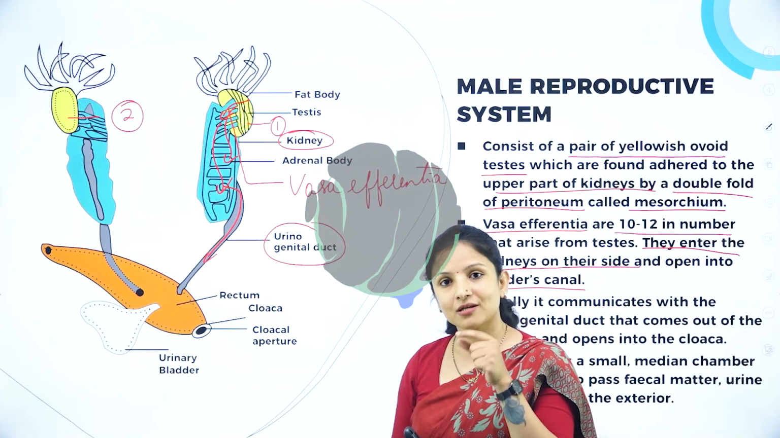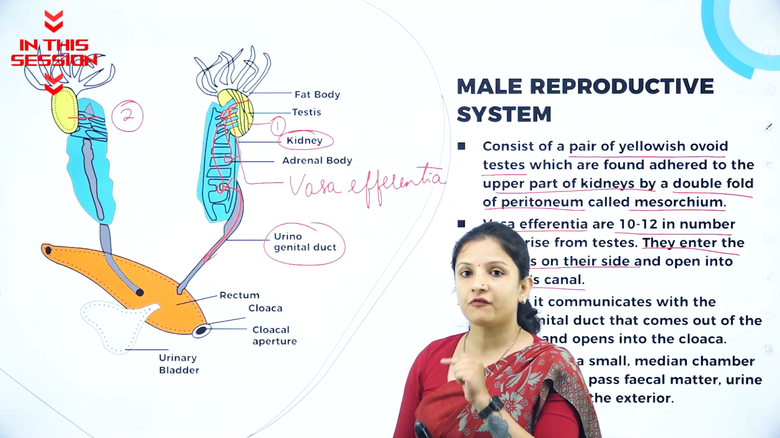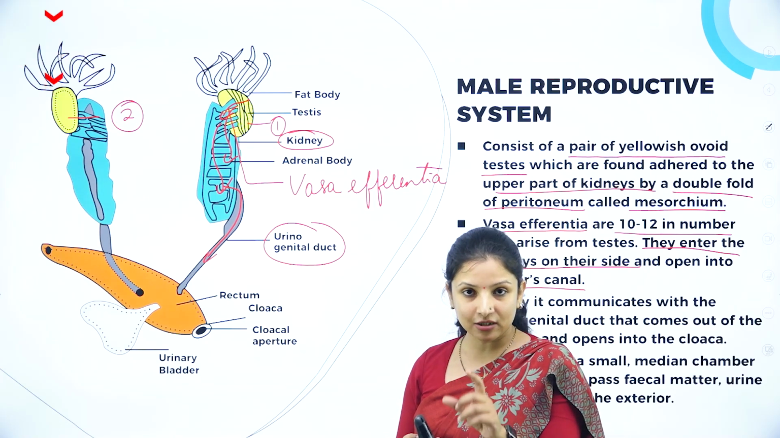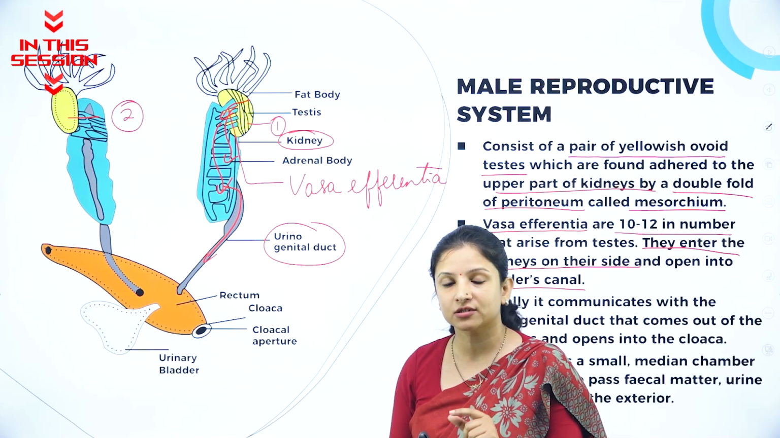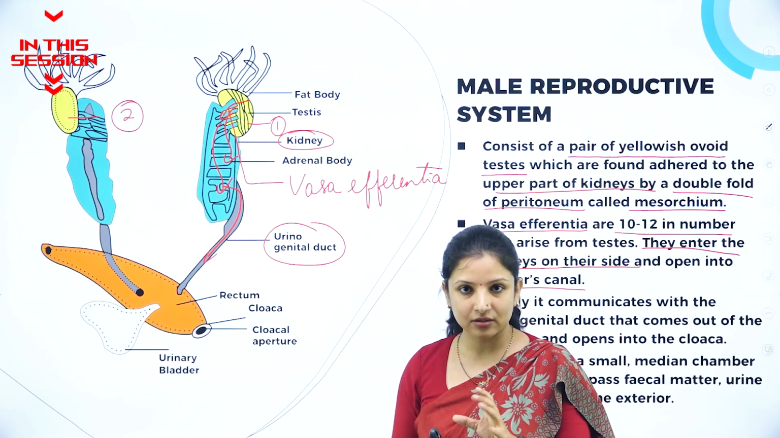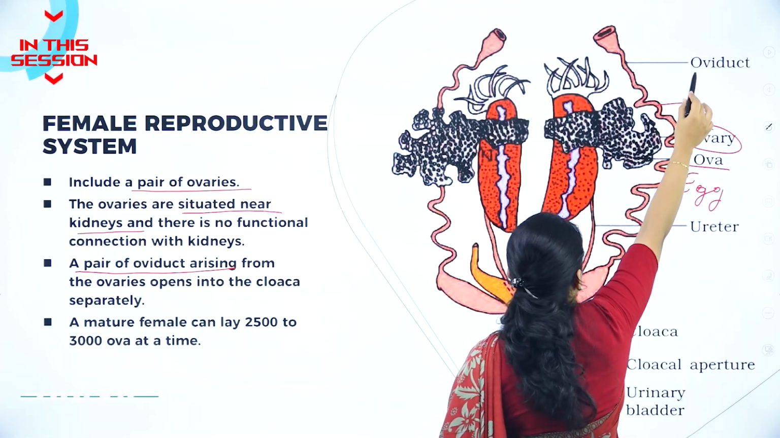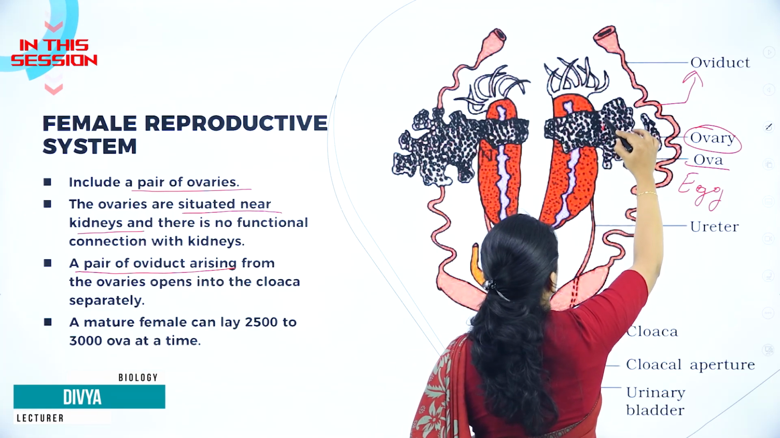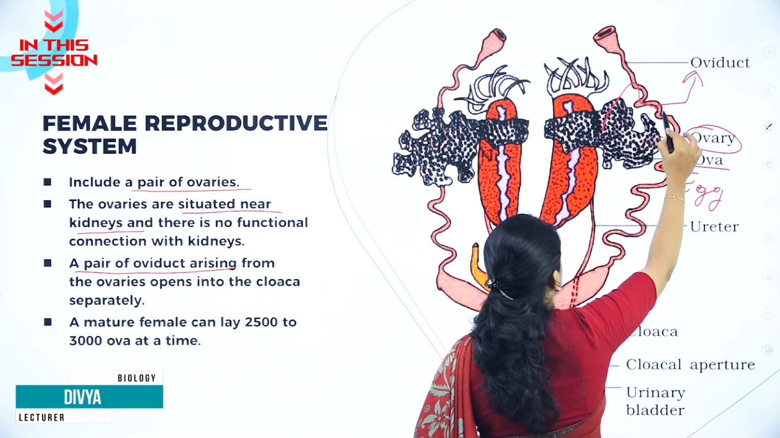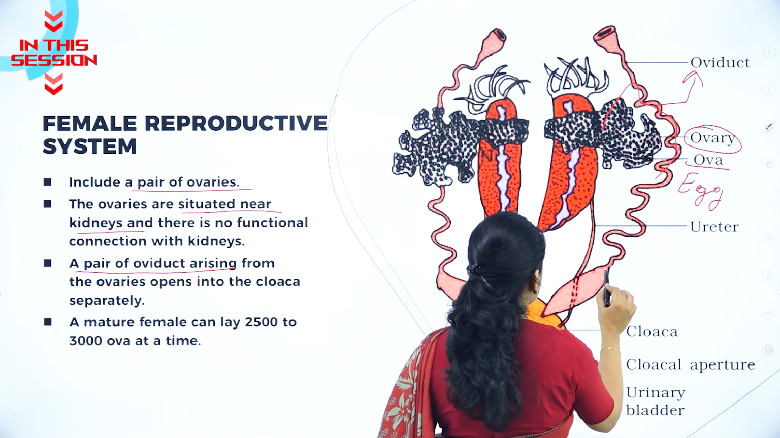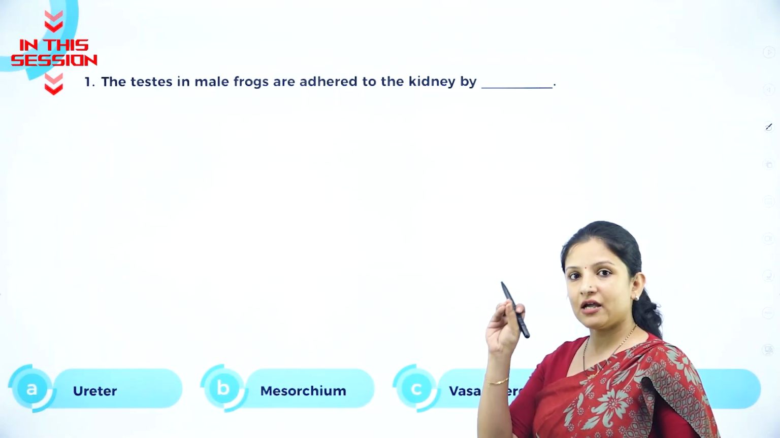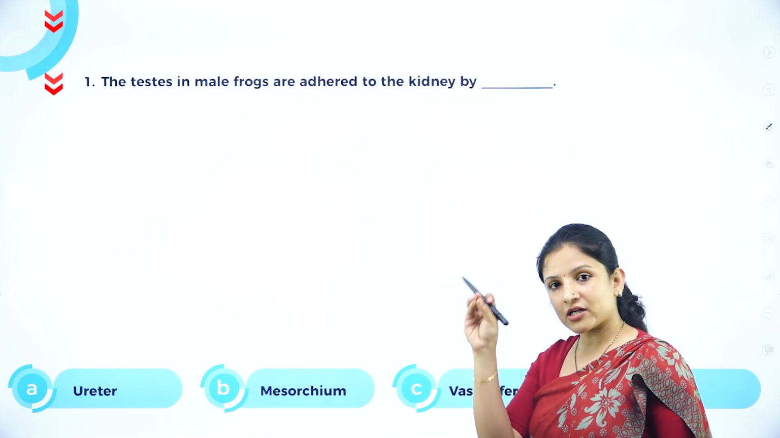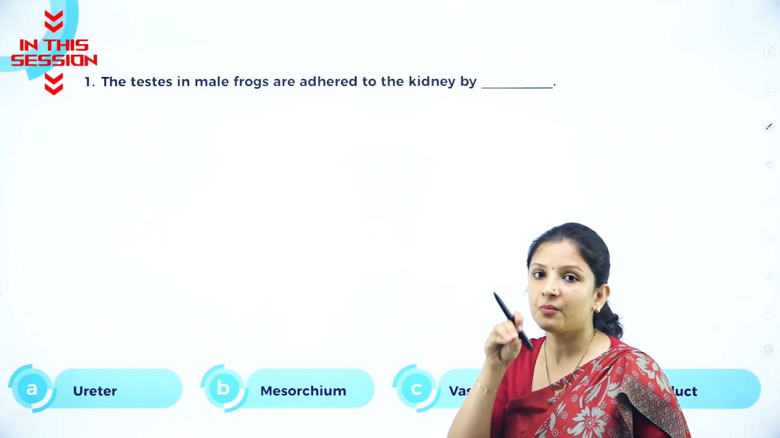It is the ureter itself which performs both the function of carrying the urine as well as carrying the sperms. That is why the ureter is also called the urinogenital duct in the case of frogs. This tube-like structure is called the oviduct. From the oviduct, whatever ova will be released will be carried by the oviduct into the cloaca. Vasa efferentia are 10 finger-like structures that actually connect to the Bidder's canal.